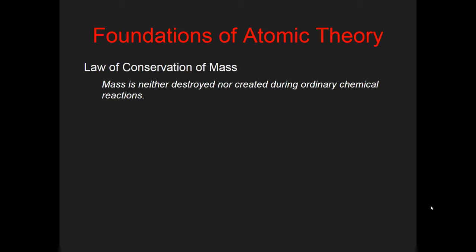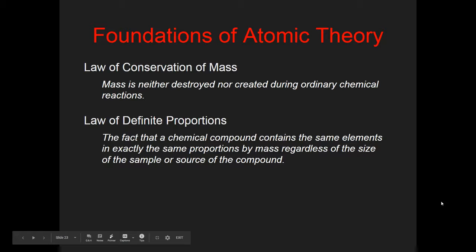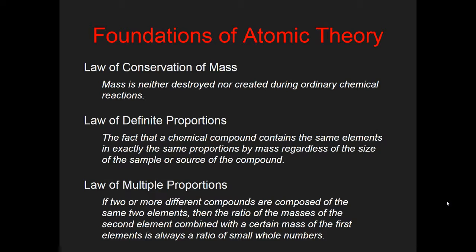The first foundation for his atomic theory was the law of conservation of mass. It basically says that mass cannot be created or destroyed during a chemical reaction. The second foundation was the law of definite proportions. It says that a chemical compound contains the same elements in exactly the same proportion of mass, regardless of the size of the sample. We'll go into it in more detail in a later slide, but the final basis of his atomic theory was the law of multiple proportions. It says if two or more different compounds are composed of the same two elements, then the ratio of the masses of the second element combined with a certain mass of the first is always a simple small whole number ratio.